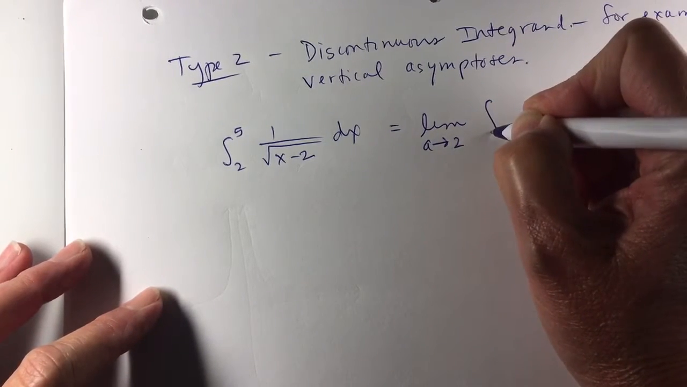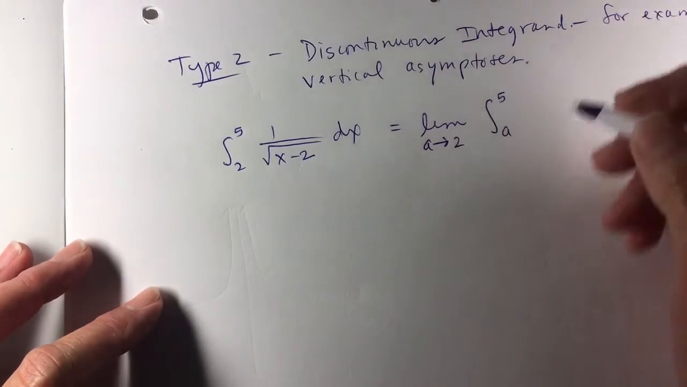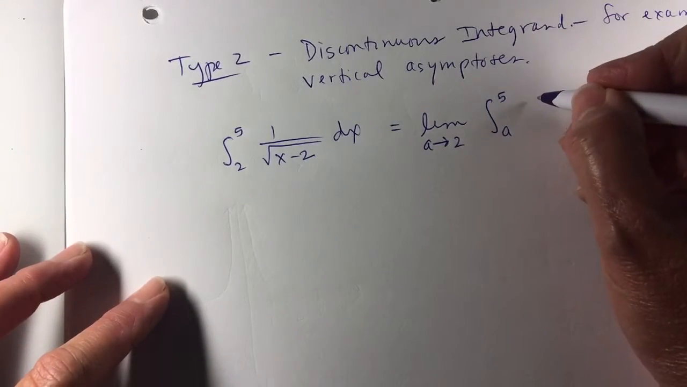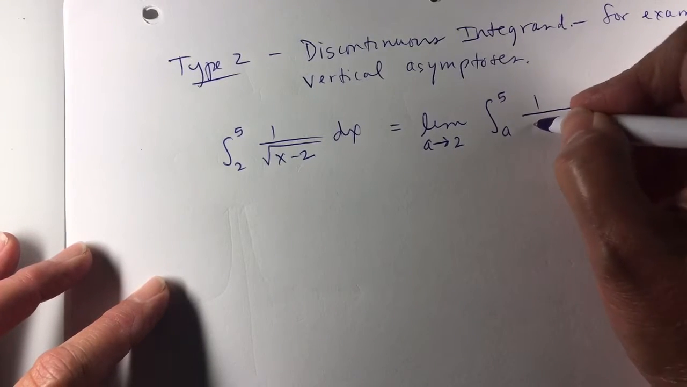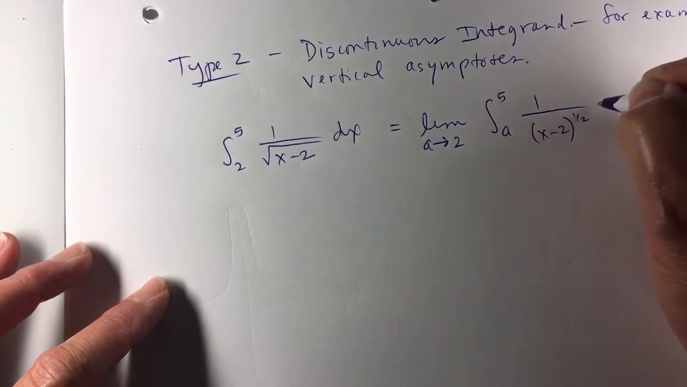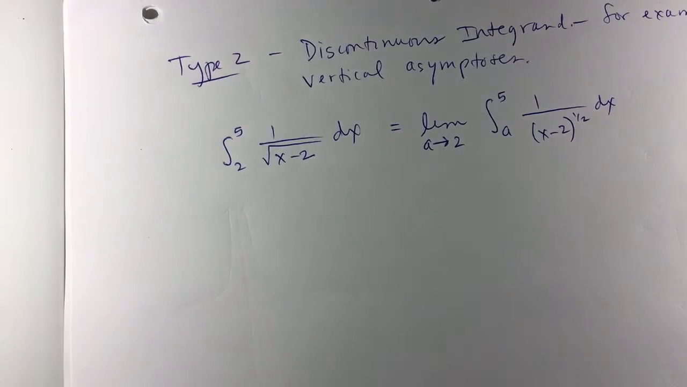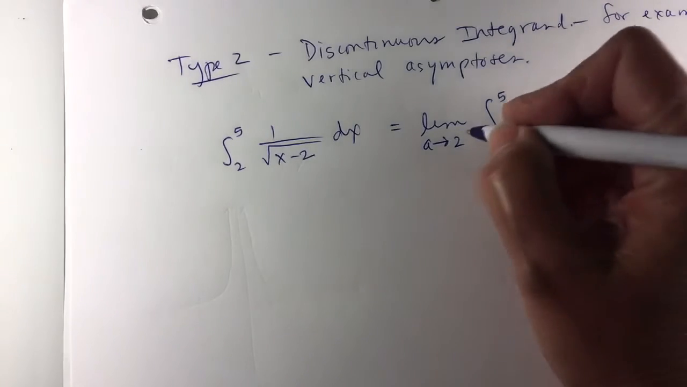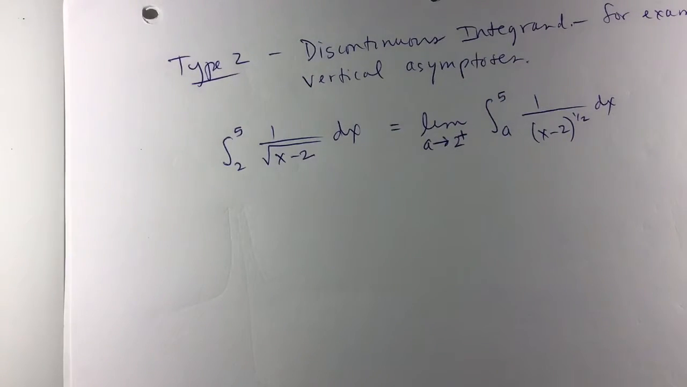The integral from A to 5, and I'm going to write the square root as to the 1/2. On the limit, I'm missing a little bitty piece. If the limits of integration go from 2 to 5, I'm going to have to approach 2 from the right side. So put a plus sign. If the interval is from 2 to 5, there's no way I could approach 2 from the left side of 2.